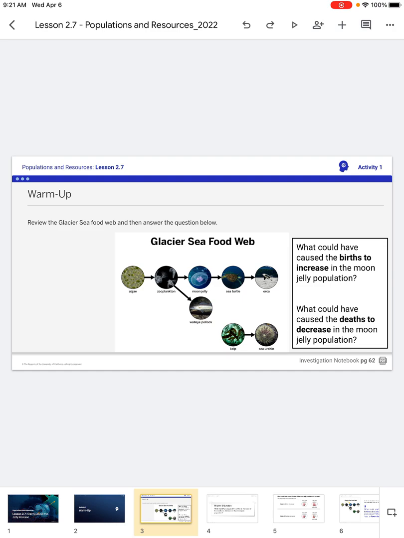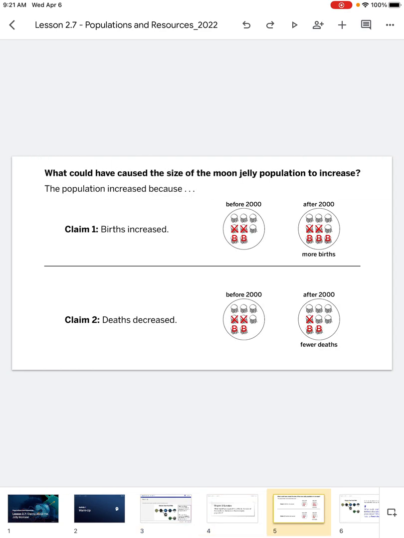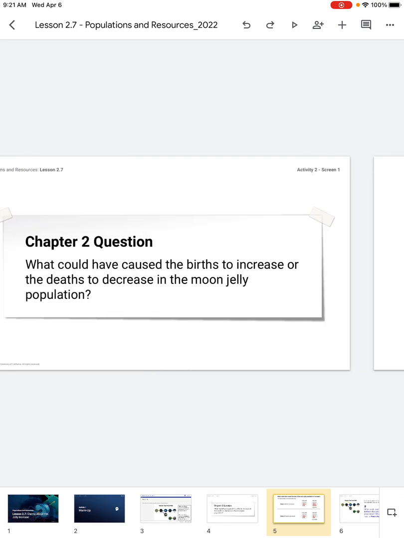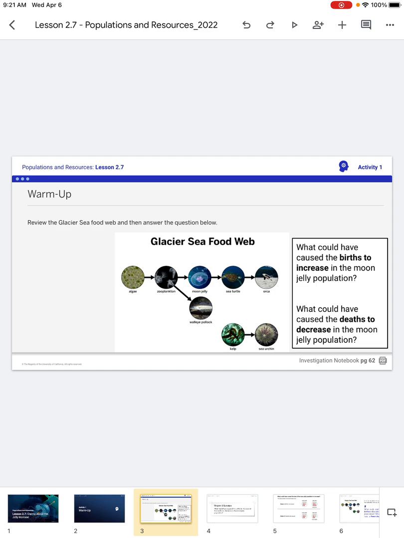The prompts are: what could cause the births to increase and the deaths to decrease in the moon jelly population? And just as a reminder, we've got these 2 claims. Claim 1: the population increased because the births increased. Claim 2: the population increased because the deaths decreased. The warm-up question is just asking, looking at that food web, what do you think the possibilities are? What could have caused the births to increase and the deaths to decrease? Go ahead and pause the video, take a second to answer those 2 questions, and then come on back.